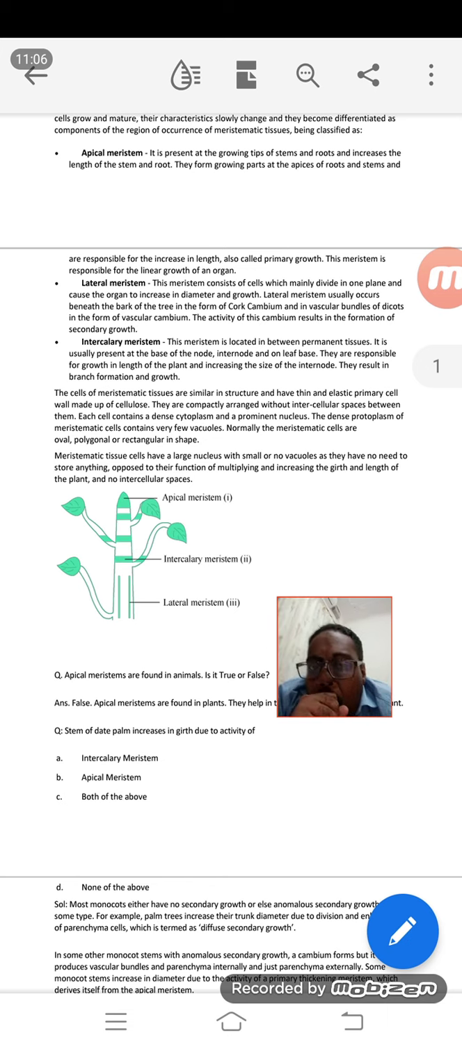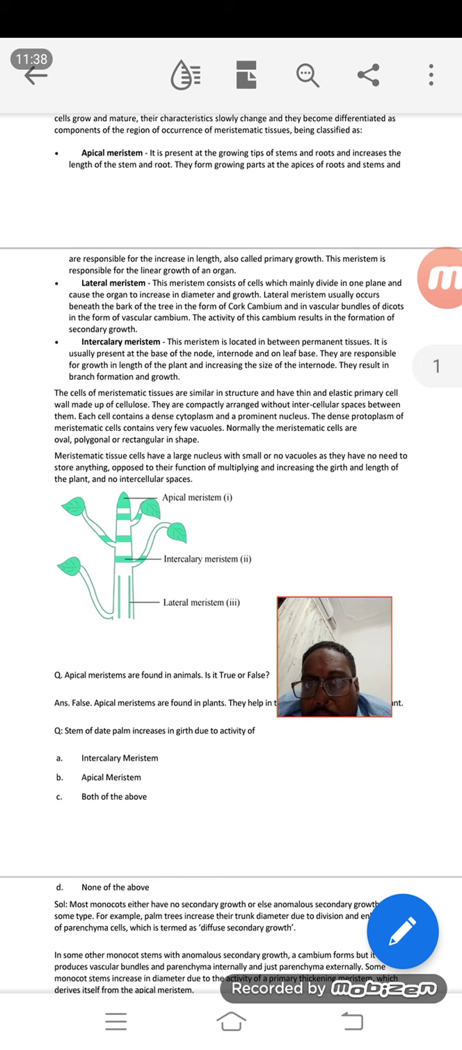So there may be a vacuole or there may be no vacuole inside the meristematic tissue. Some of the meristematic tissues we can see in an oval shape, or a polygonal shape, or a rectangular shape. Any of these shapes are present. Some of the meristematic tissues may have a large vacuole. So if vacuoles are present, what will happen? They can store some food.